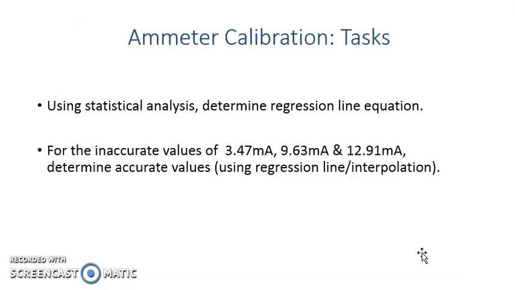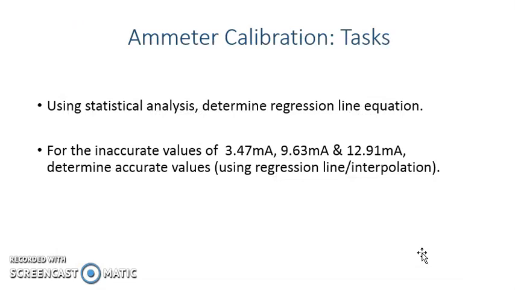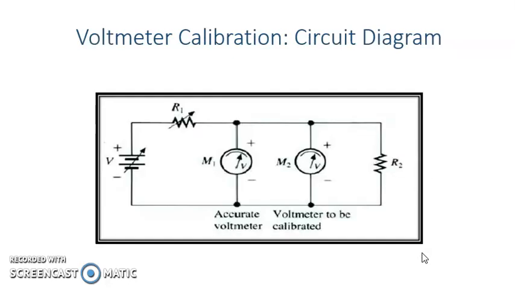So what are our tasks to do? Our task is primarily to do the statistical analysis and determine the regression line using the data that is given here. This is the practically obtained data using accurate as well as inaccurate ammeter. And once we are done with the determination of regression line, we will determine the accurate values using that regression line for the given values of 3.47, 9.63 and 12.91 milliampere.